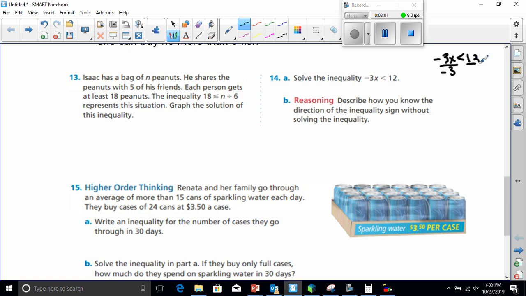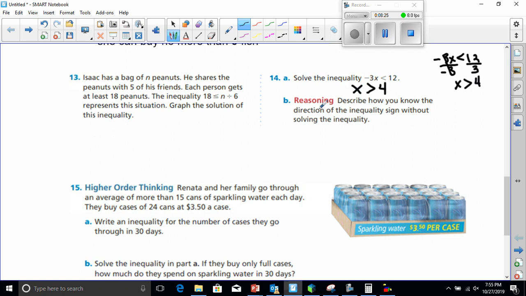But whatever I divide from one side, I have to divide from the other. And now that I've canceled this out, x is going to be, and since I divided by a negative 3, my inequality symbol has to be turned around. 12 divided by 3 is 4. So that means the answer to this question is x is greater than 4.